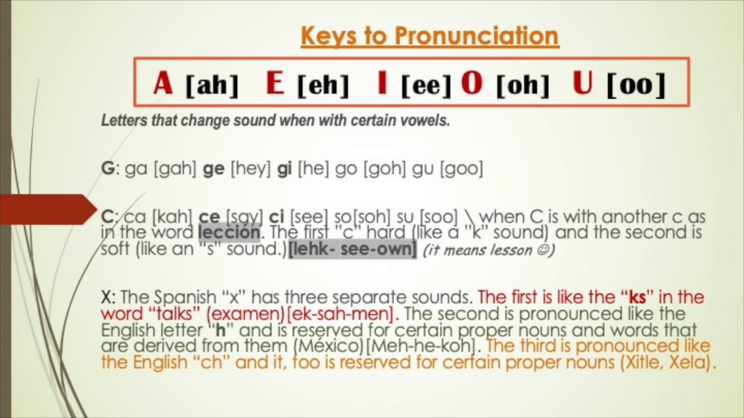The second is pronounced like the English letter H. And it is reserved for certain proper nouns which are derived from them. For example, the word Mexico, Mexico. And the third is pronounced like the English CH. It too is reserved for certain proper nouns like chitle and chela.